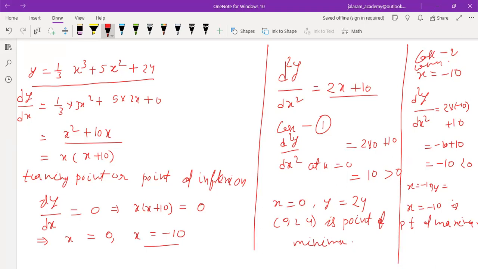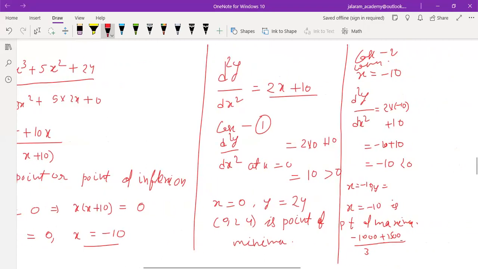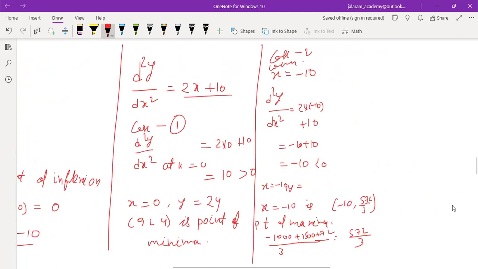Is that clear to you? Minus 1000 by 3 plus 500, na? 1500 plus 72. So it is 572 upon 3. Okay. So minus 10 comma 572 by 3. Check the calculations. It can be wrong. No problem there. So minus 10 comma 572 by 3 is the point of maxima.